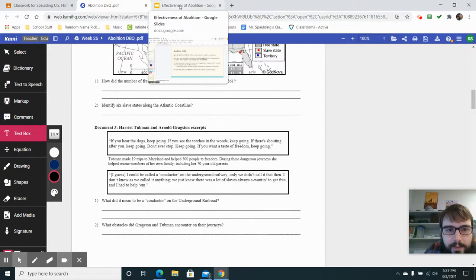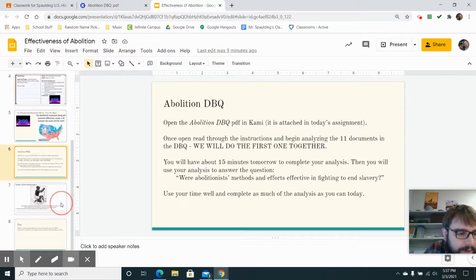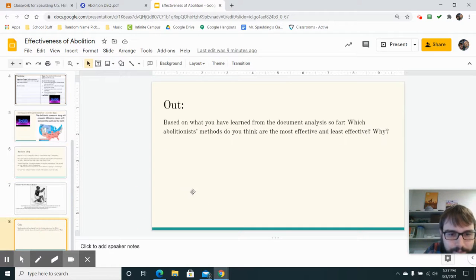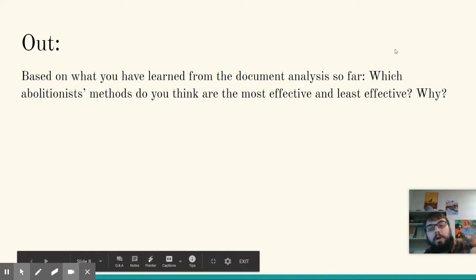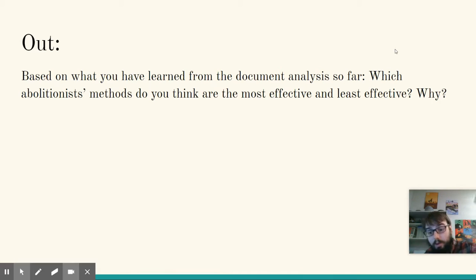Now, when we get near the end of class today, we'll go ahead and answer our exit ticket. We'll take a look at that, based on what you've learned from the document analysis so far. By the way, you should have paused the video and gone to work on that for a while. Take about the last 3 minutes of what would be class, so an hour, and answer this.